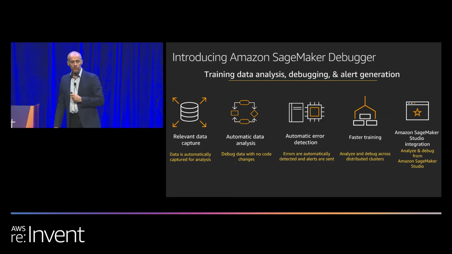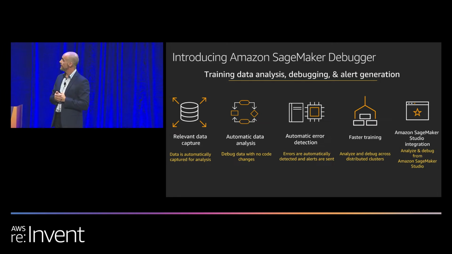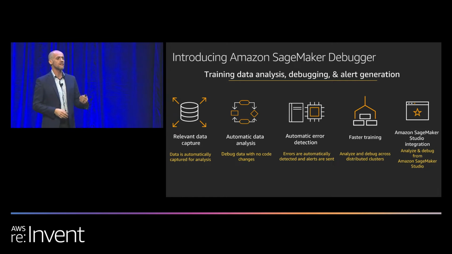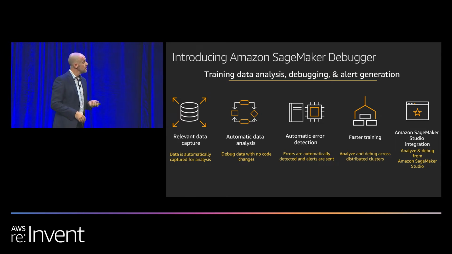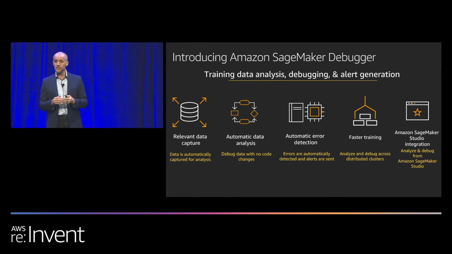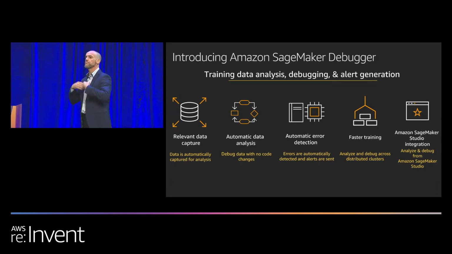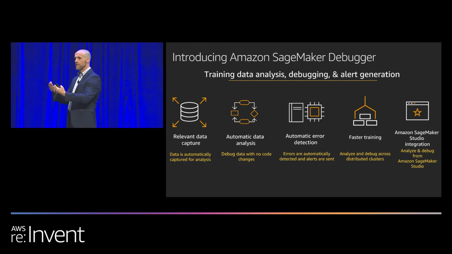SageMaker Debugger is a tool for the analysis, debugging, and alert generation on data coming from ML model training. The debugger gives you complete visibility into your training process. It allows you to inspect the debug data visually and also programmatically by presenting it to you through a NumPy interface, which is very familiar to the data scientists in the room.